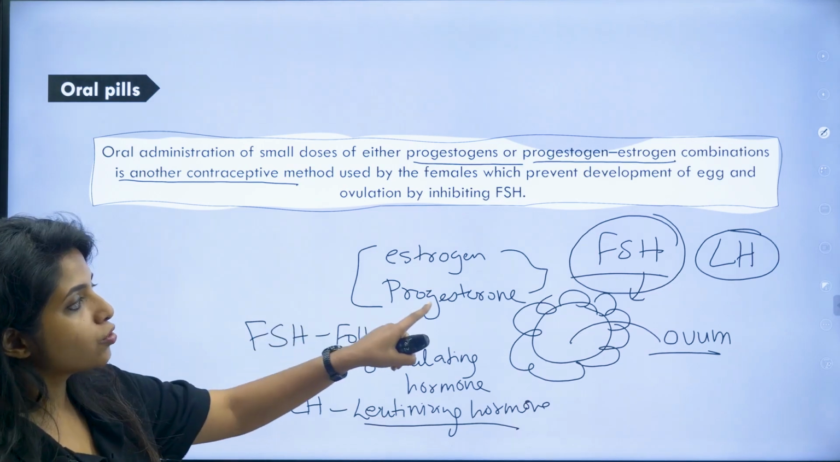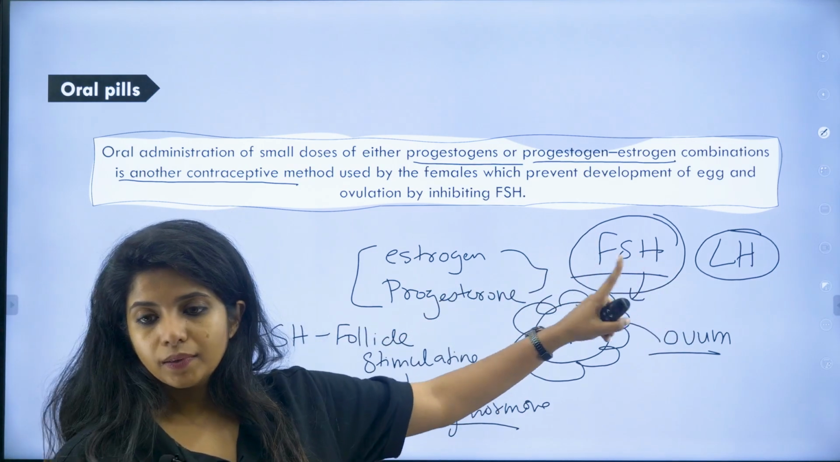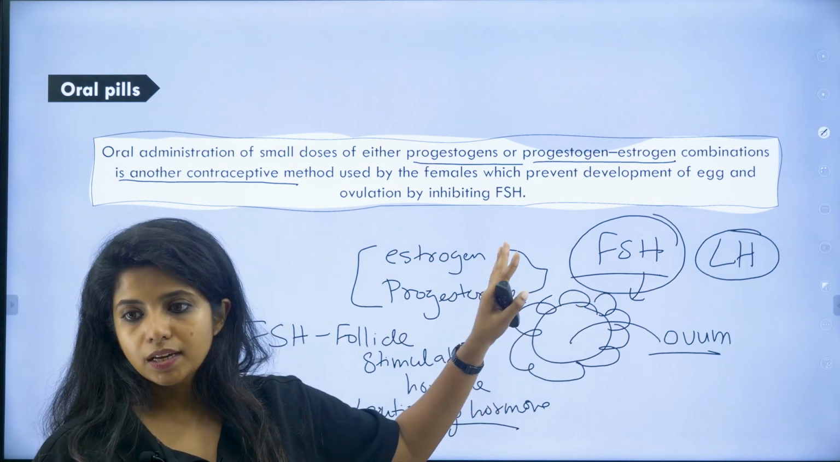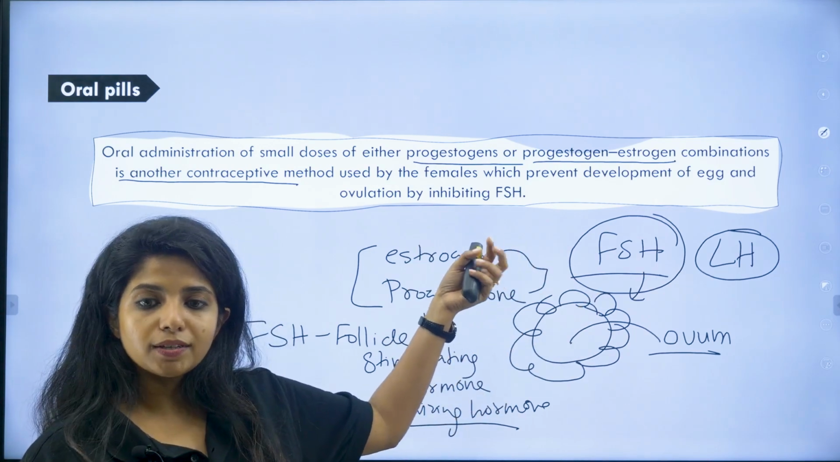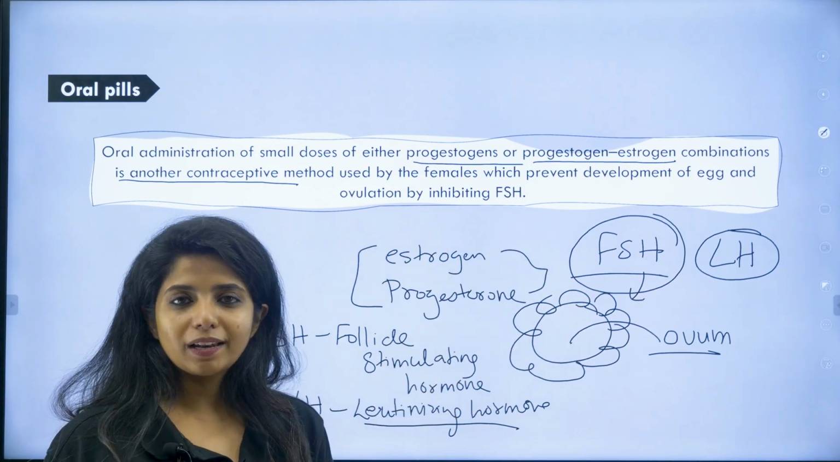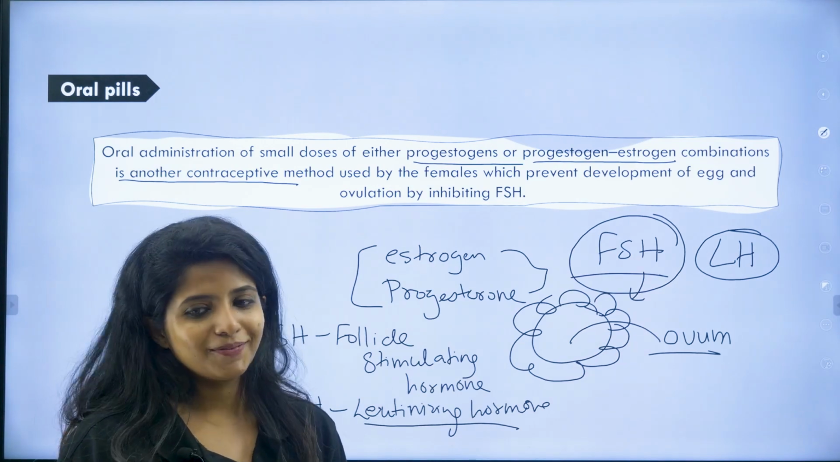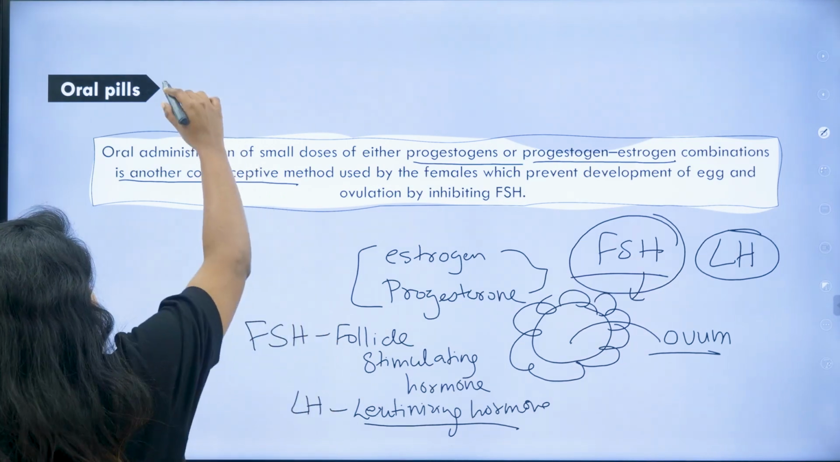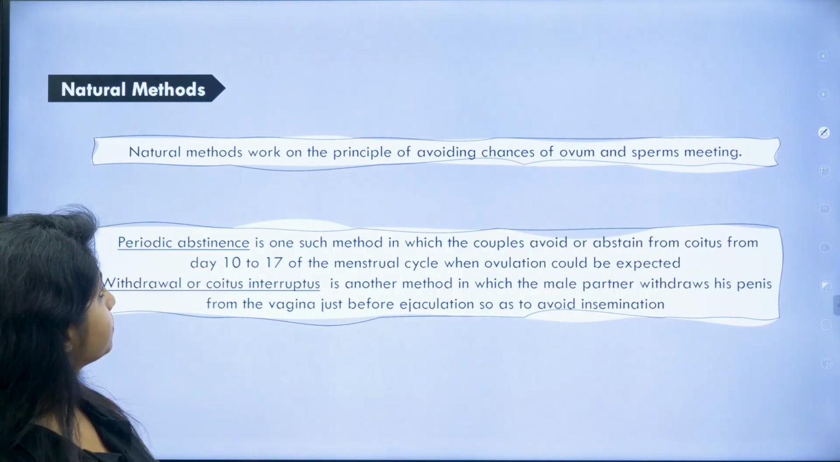So, estrogen and progesterone are going to affect both of them, such that ovulation does not take place. Now, if ovulation does not take place, if the egg is not released, then what do you expect? The sperm can fuse with anything? No. So, oral pills are also being used.